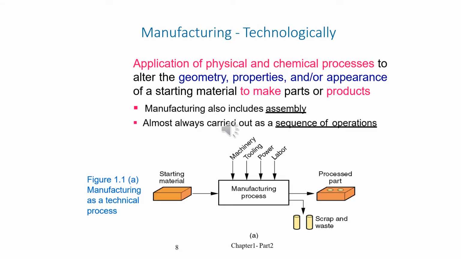So what is manufacturing technologically? Well, it's an application of physical and chemical processes to alter geometry, properties, and/or appearance to make parts or products, and it includes assembly. Let me just take a few moments to talk about assembly.